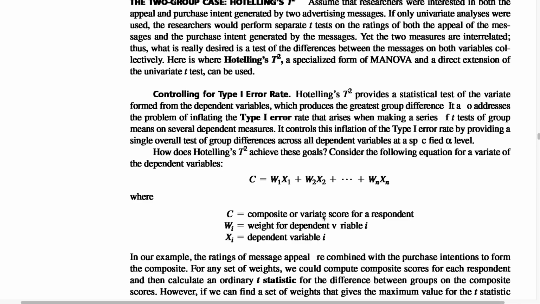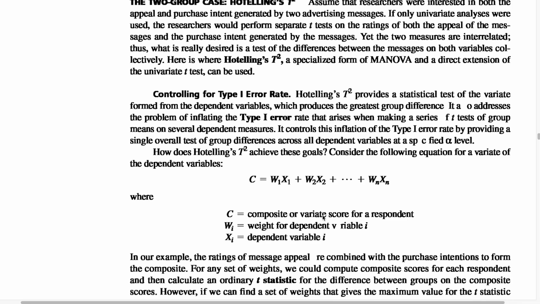Hotelling's T2 provides a statistical test of the variate from the dependent variables which produces the greatest group differences. It addresses the problem of inflating the type 1 error rate that arises when making a series of t-tests of group means on several dependent measurements. It controls this inflation of the type 1 error rate by providing a single overall test of group differences across all dependent variables at a fixed alpha level. How does Hotelling's T2 achieve these goals?